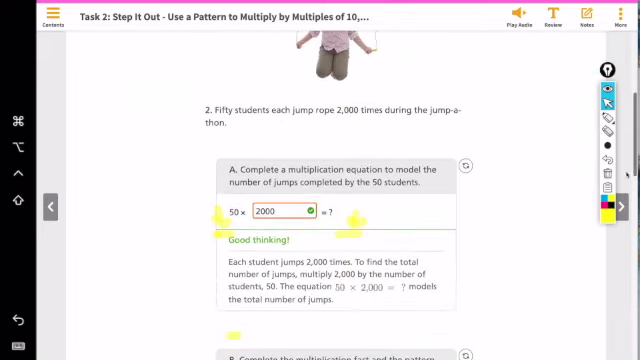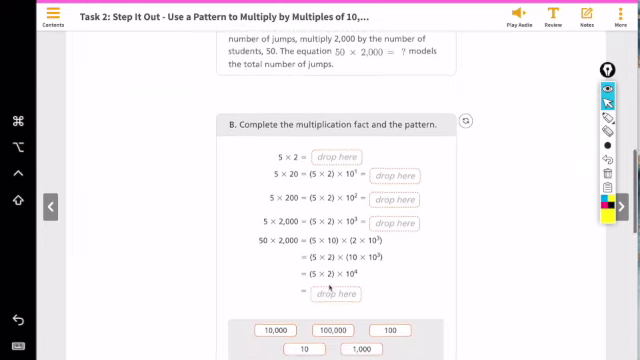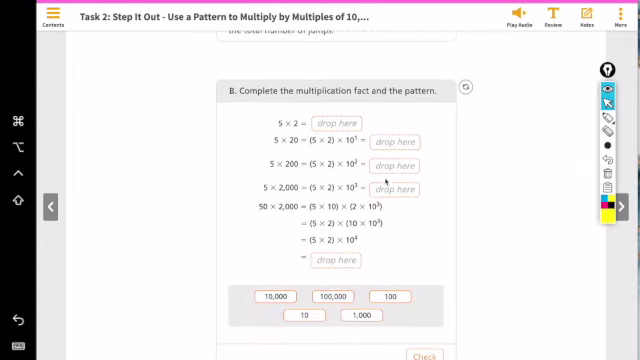Excellent. Good thinking. Each student jumps 2,000 times. To find the total number of jumps, I multiply 2,000 by the number of students, which is 50. The equation is 50 times 2,000. Now, I don't know what that equals yet because we're going to try and figure that out together. Okay, here we go. This one's an easy one. I know this one. 5 times 2. What does that equal? If you guessed 10, you are absolutely right.